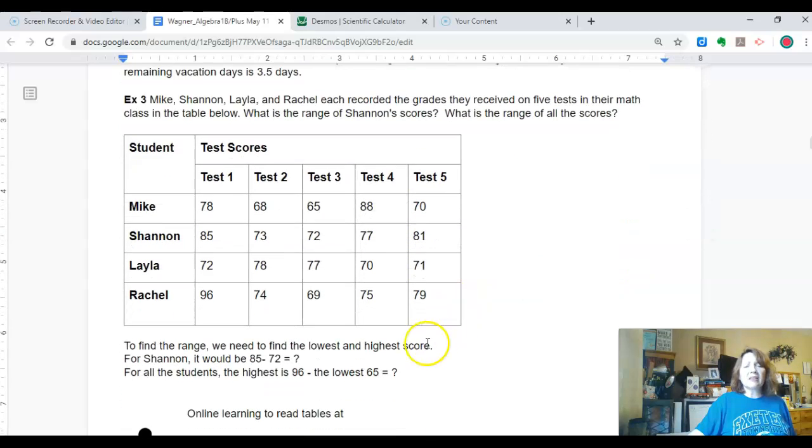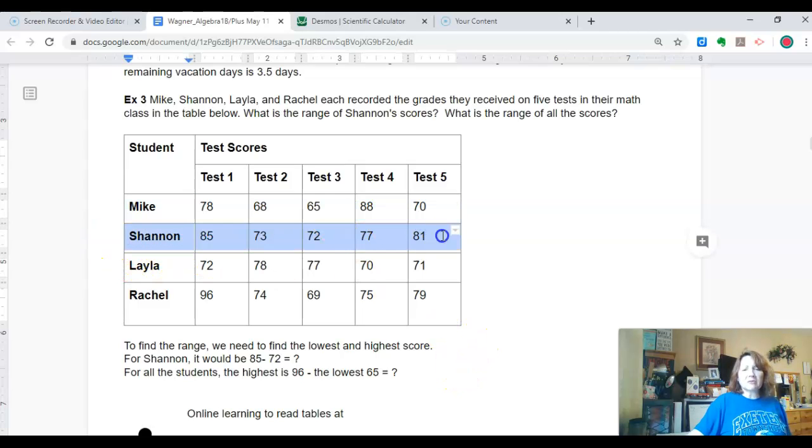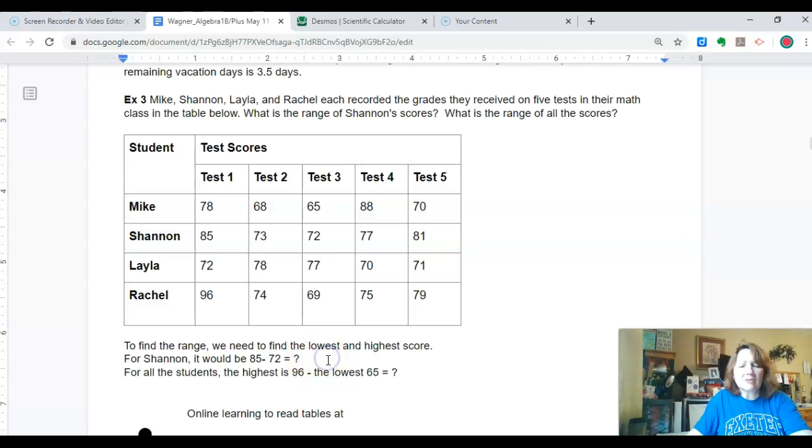Alrighty, so looking at the next one. Here we have Mike, Shannon, Layla, and Rachel, and all the grades that they had for that amount of time. If you look at the range, you want to find the highest minus the lowest. If we're just looking at Shannon here, let me just highlight Shannon. I'm looking at the highest for Shannon, which in this case is 85, minus her lowest grade, which is 72. In this case, it is going to be 13. So I'm going to write 13 down there.